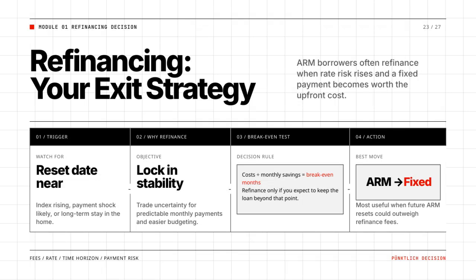Let's talk about refinancing as your exit strategy, especially for ARM borrowers. When the risk of rising interest rates becomes significant, refinancing into a fixed rate loan can make sense, even if there are upfront costs involved. The goal is to lock in payment stability, exchanging uncertainty for predictable monthly payments, which makes budgeting much easier.